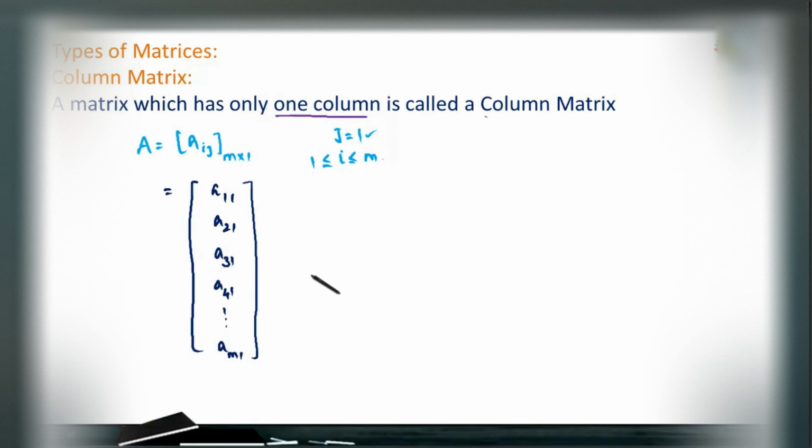Now can we attempt to write an example of a column matrix? Yes. As an example, we can consider a matrix A which has -2, 4, 0, 1. Is it having only one column? How many rows are there? There are 1, 2, 3, 4. There are 4 rows. So what is the order of this matrix? Yes, 4 rows into one column. So where only one column is there, hence this is an example of a column matrix.